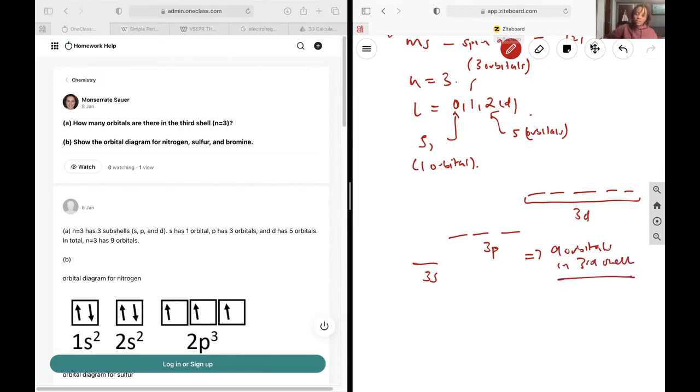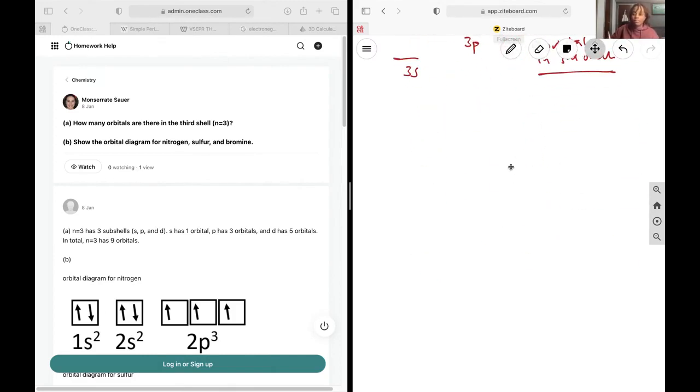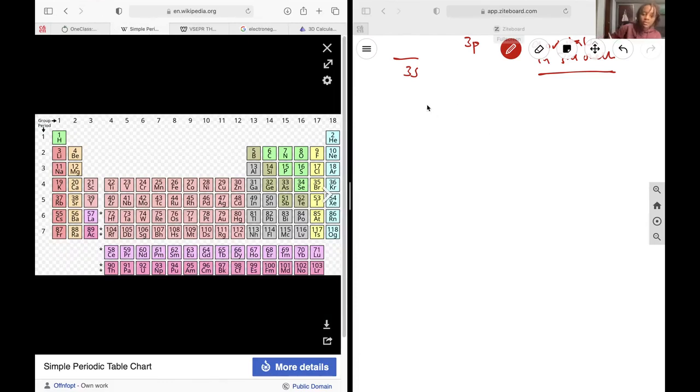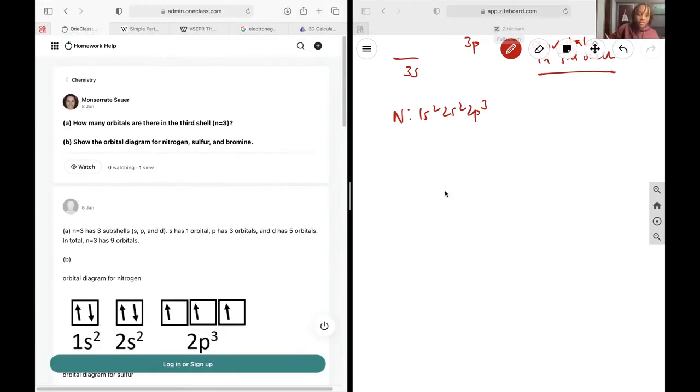Okay, next up, I'd like to draw an orbital diagram for nitrogen, sulfur, and bromine. And so I can begin by just writing out their electron configurations. So just quickly look at the periodic table. Nitrogen is going to be 1s2, 2s2, 2p3. The next one they ask for is sulfur.